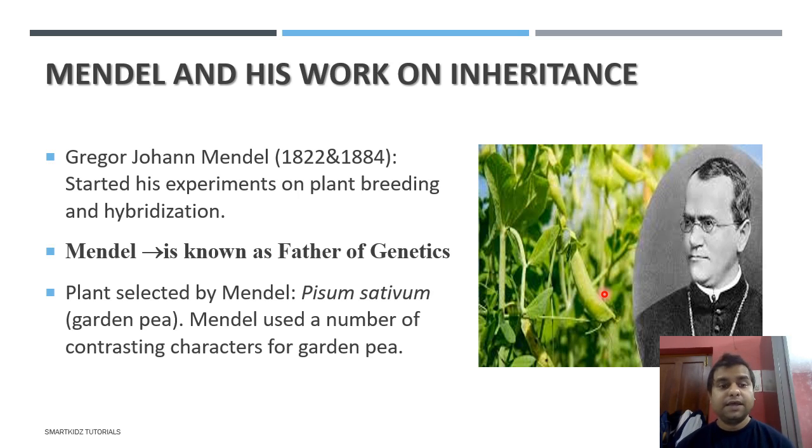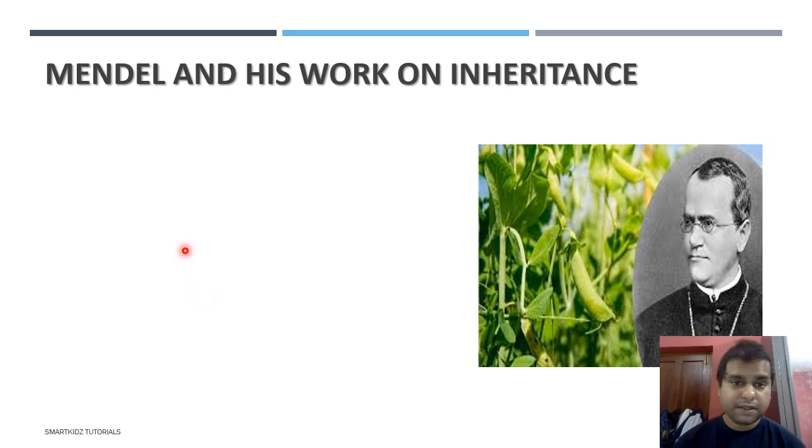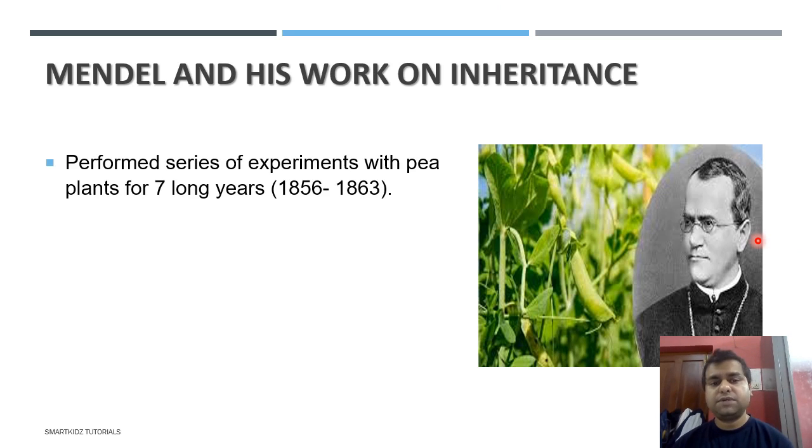Both. Moving forward from Gregor Mendel, we go to what all he did. So Mendel and his work on inheritance. He worked, as we said, on the garden pea, and he performed a series of these experiments for several long years, from 1856 to 1863. That's a long time, and that allows for a lot of experiments to be carried out.